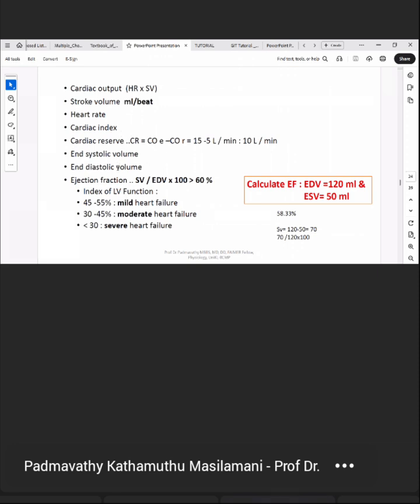Okay, end systolic and end diastolic volume, that will tell you the end diastolic filling. The ejection fraction is the stroke volume divided by end diastolic volume, multiplied by 100 as a percentage. Usually more than 60 is normal. If it is less, that means left ventricular dysfunction. So if you know the end systolic volume and end diastolic volume, you can calculate the stroke volume.